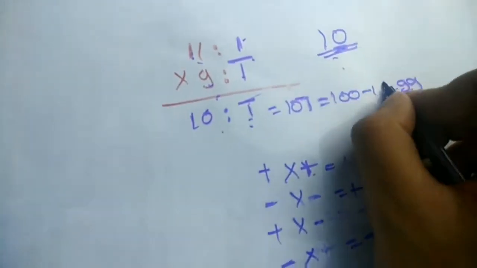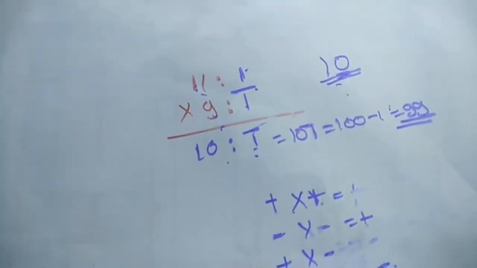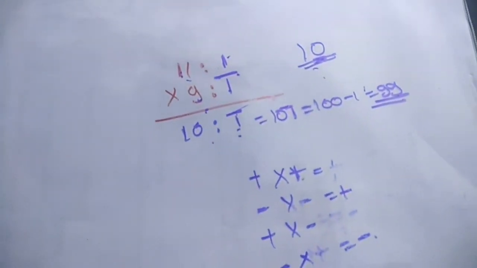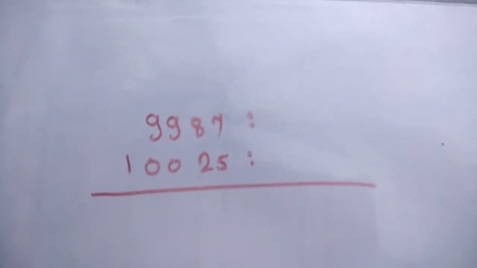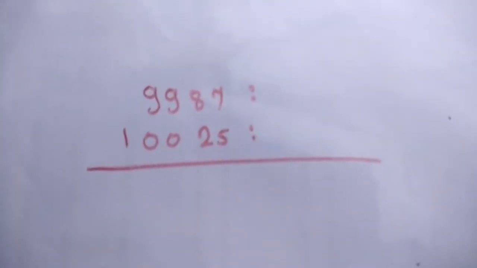11 into 9 is 99. Let's take a more complicated example. Don't be afraid. We are still going to solve this. I know it is showing like a big number. It will be horrible, terrible to many of you guys. But we can do it very easily.